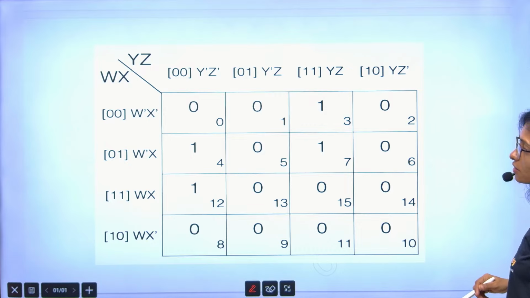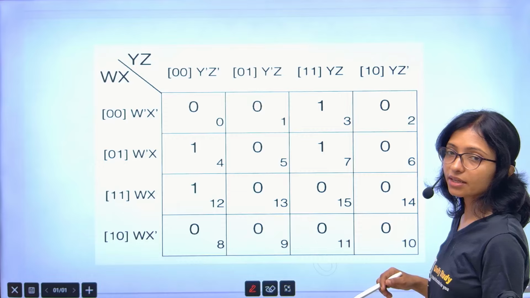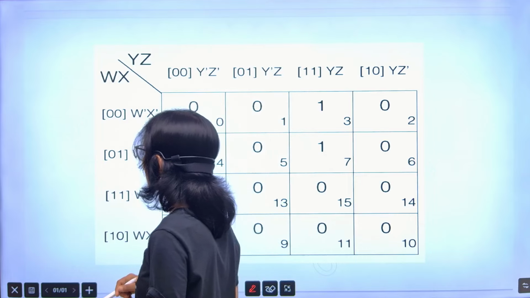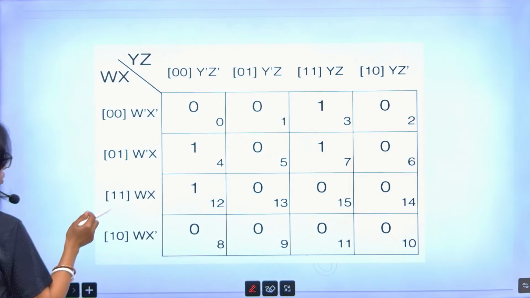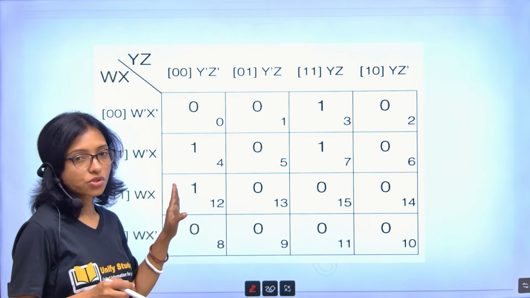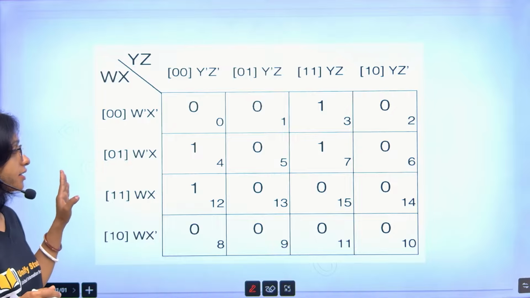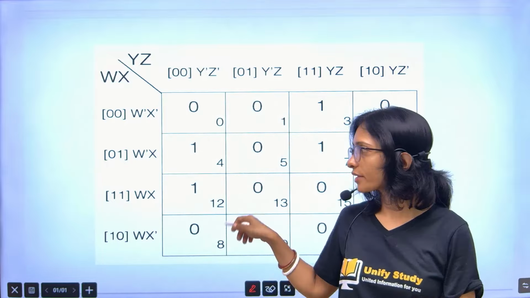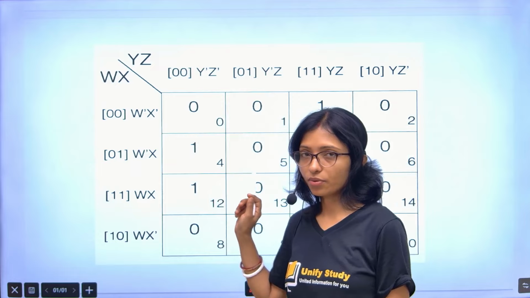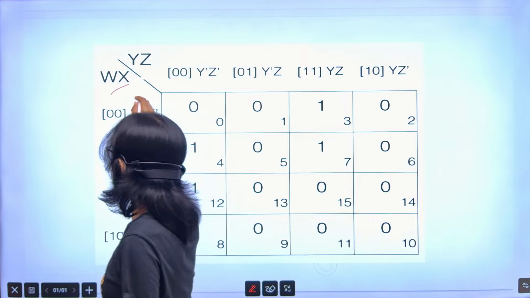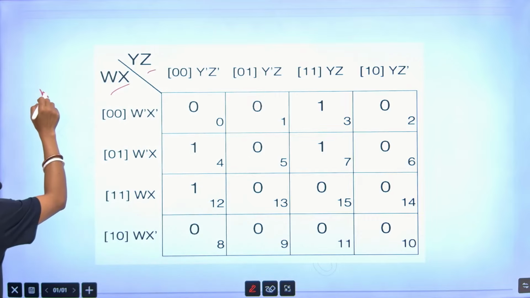Here we are taking 2 variable, 3 variable, 4 variable, different types of variables are there. Normally most of the time KMAP is coming with 4 variable. So when there are 4 variable, how you are writing and how to plot the values, that's most important. So here you can see we have taken 4 variable, that is w, x, y and z.